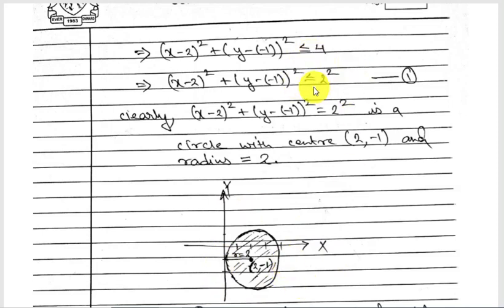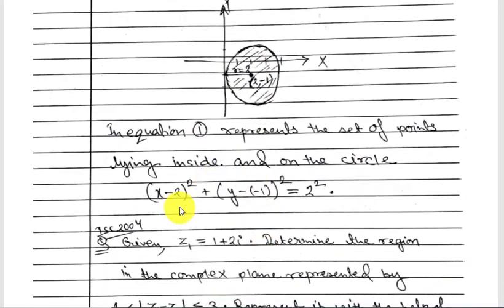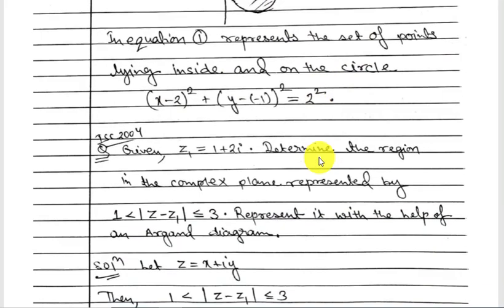In this inequality you can see that the equal to sign is there. That means all the points on the circumference will satisfy the relation. Plus here also less than is given, so all the points within the circle will also satisfy the relation. So all the points on the circumference and the points within the circle will satisfy the above relation. So inequation 1 represents the set of points lying inside and on the circle, and those points will satisfy the given relation.